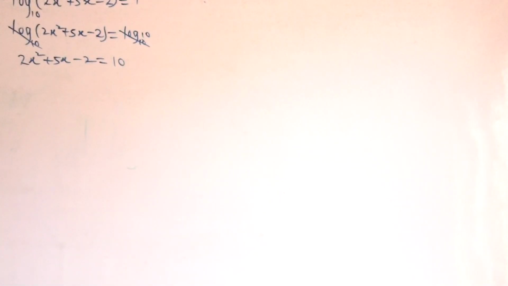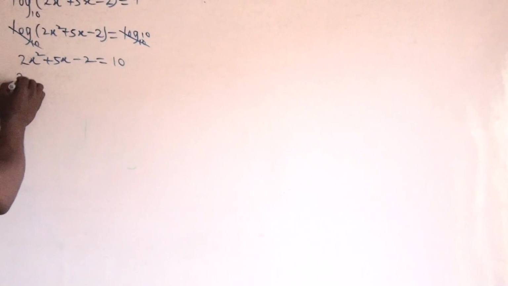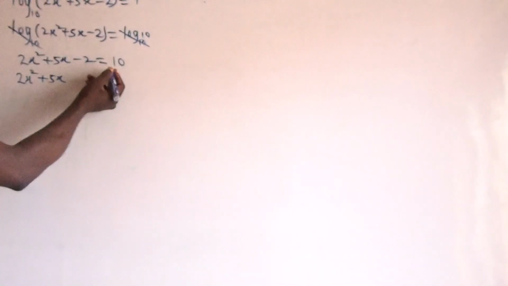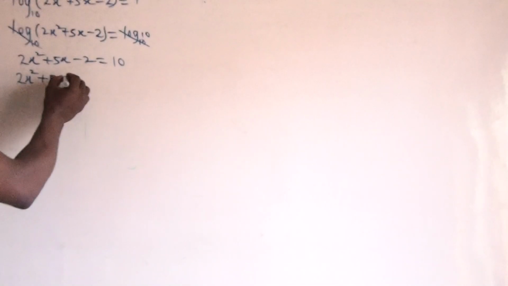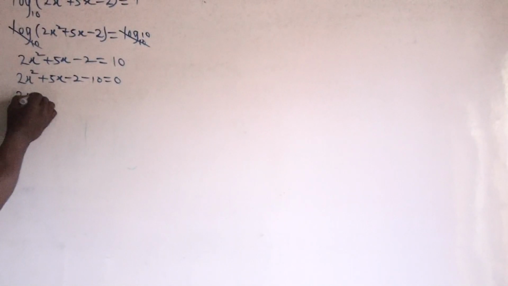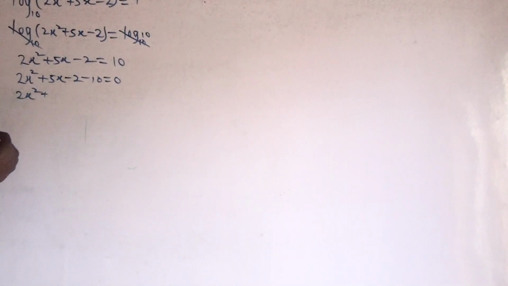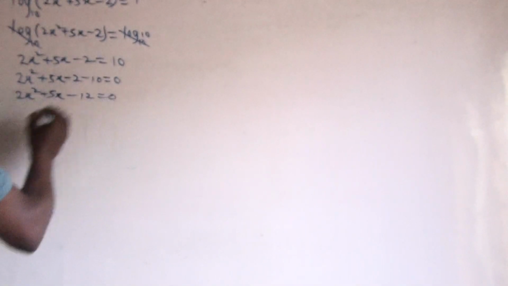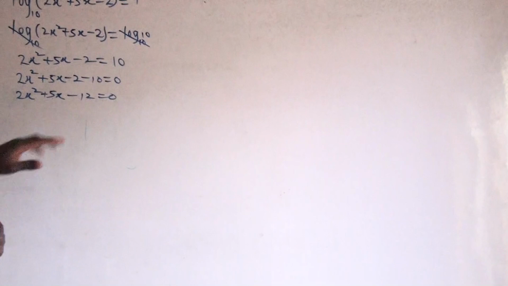Then the next thing is we move this 10 to the left hand side. Move it to the left hand side, and this becomes 2x squared plus 5x minus 2 minus 10 equals 0. As it's coming to this other side, it becomes minus. Okay. Next we write this minus 2 minus 10, that will give us minus 12 is equal to 0. This is a typical quadratic equation.